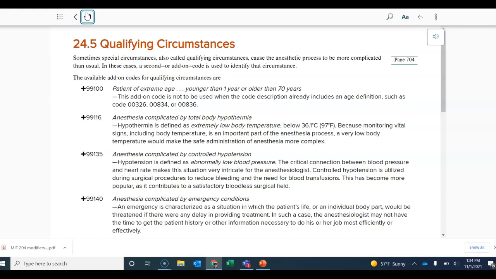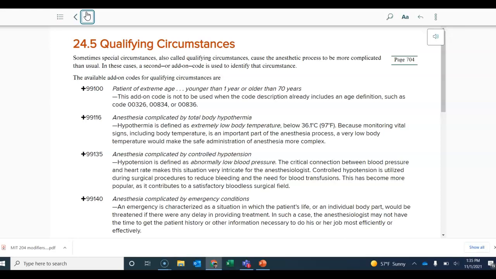So you're going to do the anesthesia code with the P modifier, whatever it is, and then you're going to add on this 99100. The reason being is because, remember, physicians on an outpatient basis get paid by CPT codes. So there's a dollar amount assigned to every single one of these codes in this book, depending on what kind of insurance it is.